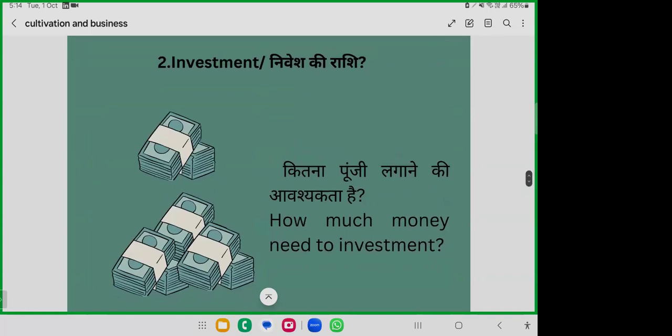Second is investment. How much money needs to be invested? For this, one has to take technical training, so that their entire concept about the mushroom cultivation business is clear, including the cultivation cycle, investment as per the production cost, and the amount which is required for running as well. So one should clear all the basic concepts about the mushroom business, including everything. Then they can get to know how much money needs to be invested.